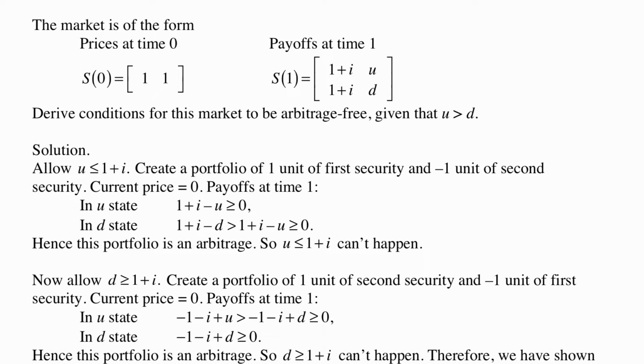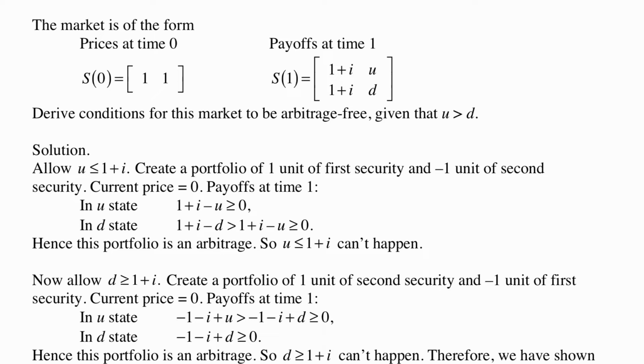Now we typically assume that U is more than D. One of them has to be different than the other, otherwise these two securities would be two risk-free securities, and that would not be a market with two linearly independent securities. So we want a two-dimensional market, meaning two securities that are linearly independent in their payoffs.